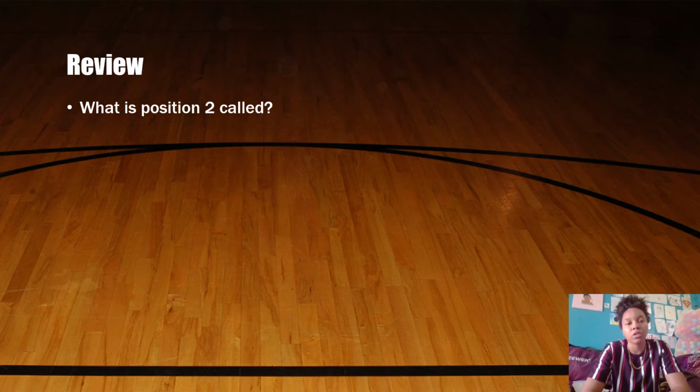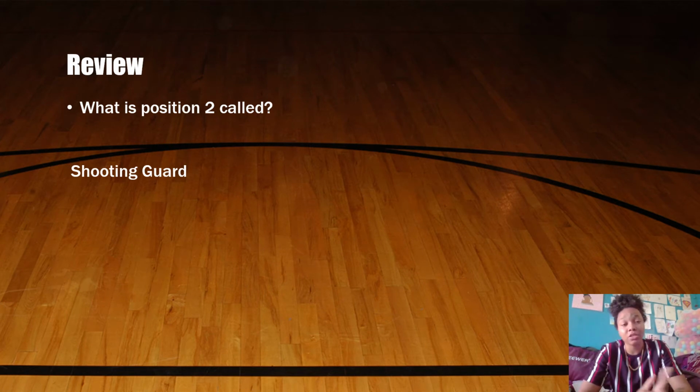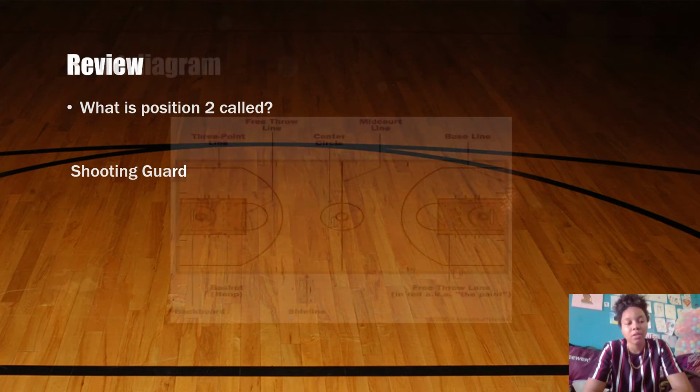So what is position 2 called? I'll give you guys a couple of seconds to think about it. Right, so position 2 is your shooting guard. So if you got that right, good, means you're paying attention, but now you know you need to be paying attention so you can get these ones right.